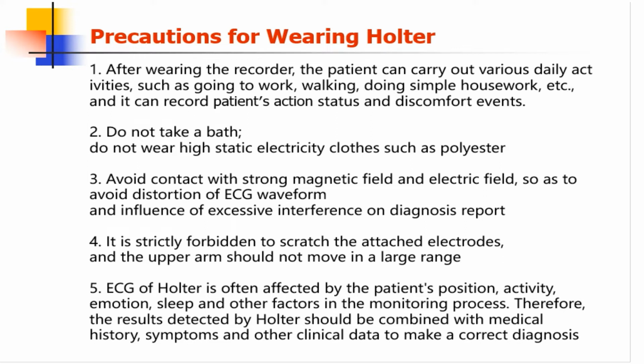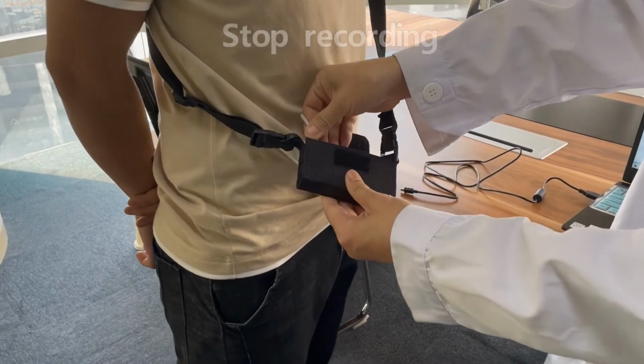The ECG of Holter is often affected by the patient's position, activity, emotion, sleep, and other factors in the monitoring process. Therefore, the results detected by Holter should be combined with medical history, symptoms, and other clinical data to make a correct diagnosis. Stop recording.